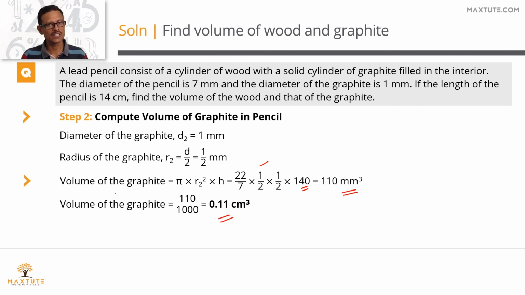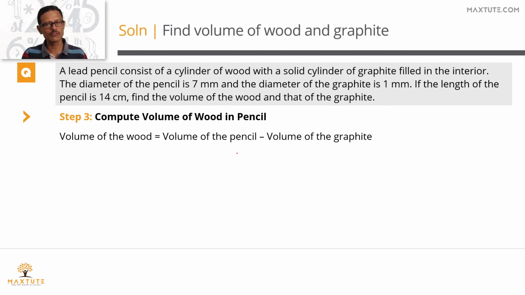Now let's take step 1 and step 2 together and find out part 1, which is volume of the wood. We know the volume of the entire pencil from step 1. We know the volume of the graphite from step 2. The difference between these two is going to be the volume of wood used. So volume of wood used is volume of pencil, which is 5.39, minus volume of graphite, which is 0.11. So volume of wood used is equal to the difference between these two, which is 5.28 centimeter cube.